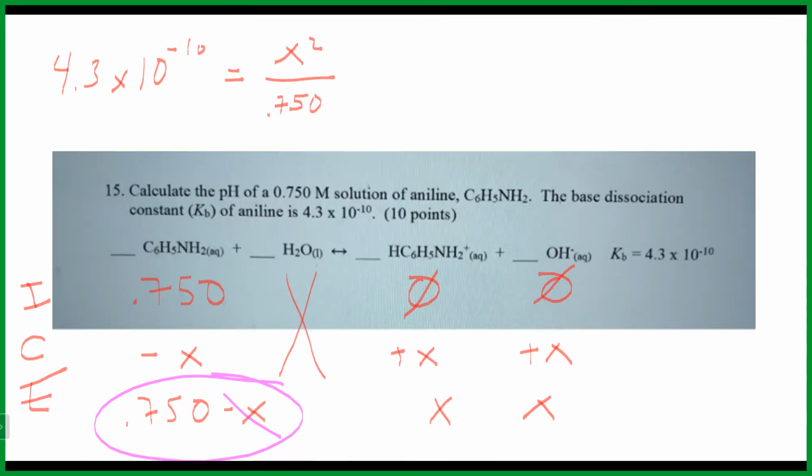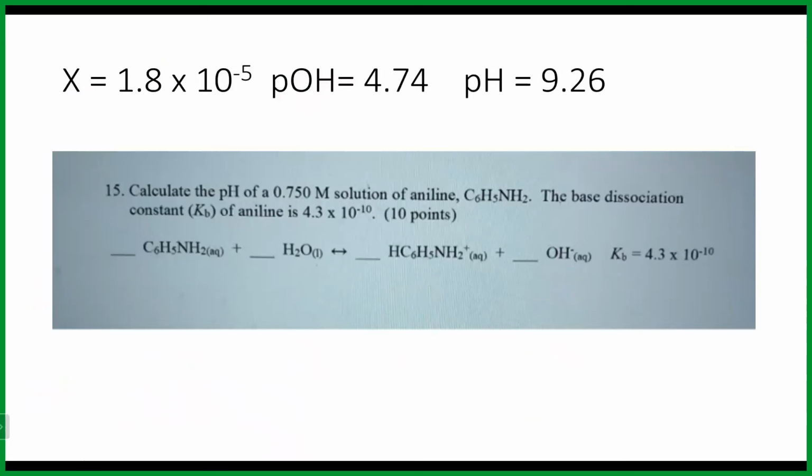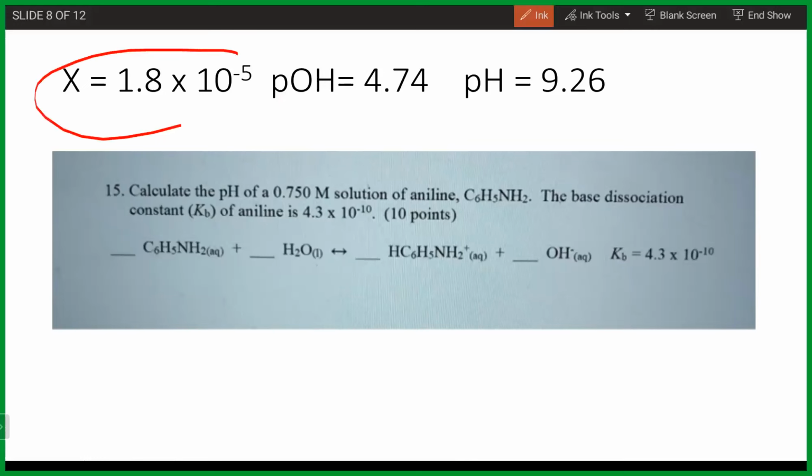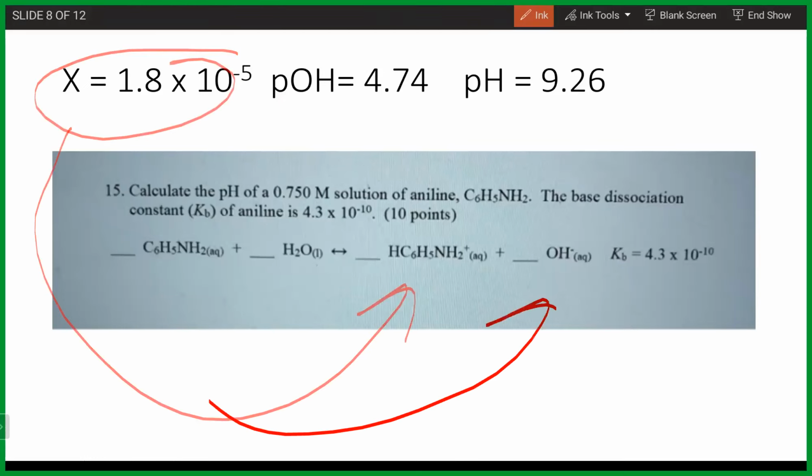And when we do that, what are we going to get? I don't have the answer here. But when we do that, we're going to get the concentration of that hydroxide ion, as well as the accompanying conjugate acid, so that other product there. When we do that, we're going to see that x is going to be equal to 1.8 times 10 to the negative 5th. And again, that's representing the hydroxide ion. So this is representing both of these.